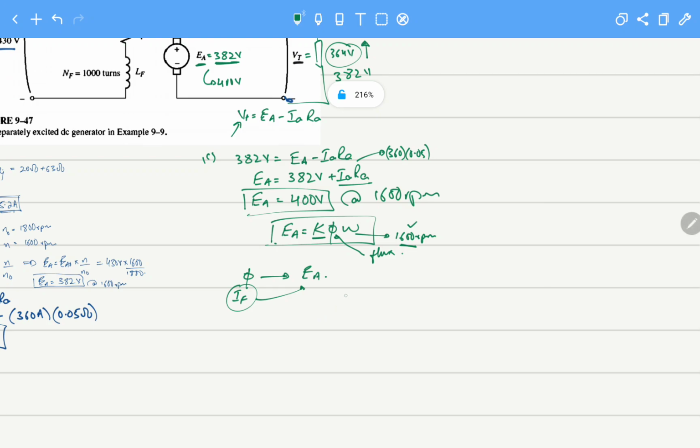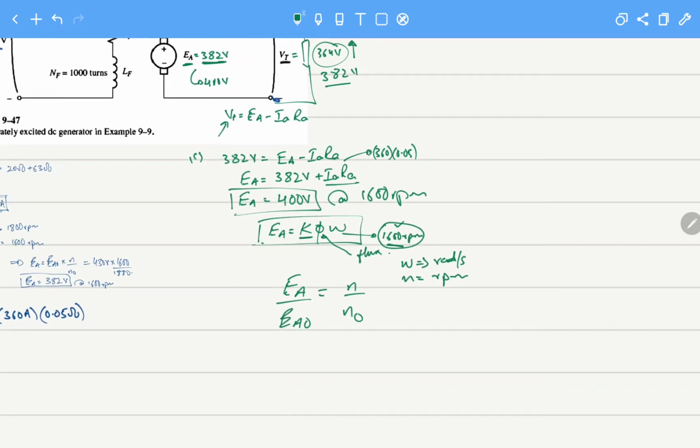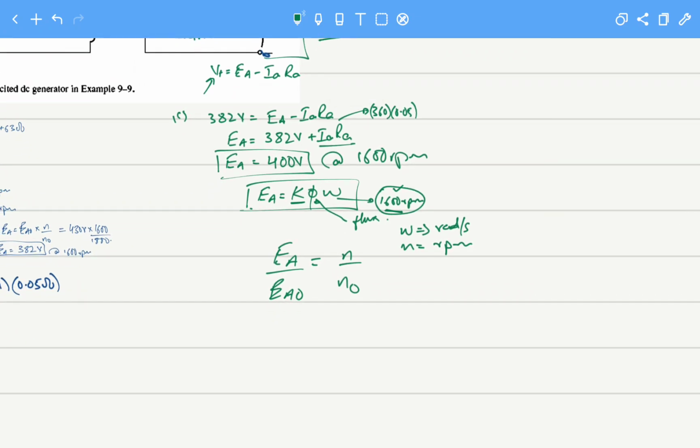As we have done previously also, we know that EA over EA naught equals N over N naught, and N is the speed in RPM. You might be wondering, please remember that omega and N are not the same. Omega is always in radian per second and N is always in RPM. And in the formula EA equals K phi omega, it is omega, not RPM. But we are not using this formula right now. So we have done this ratio.